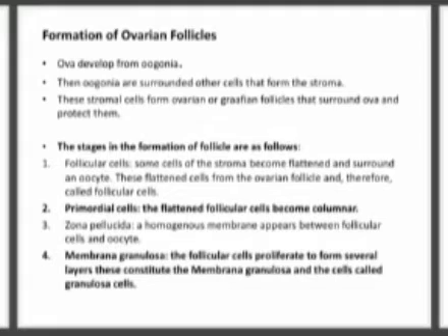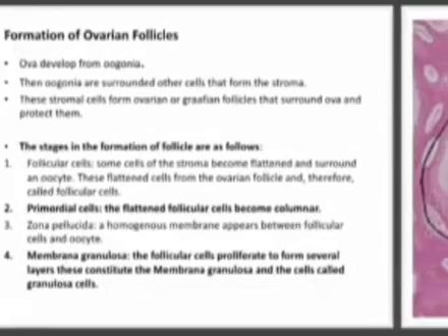Primordial follicle: flattened follicular cells become columnar. Zona pellucida: a homogeneous membrane appears between follicular cells and the oocyte. Membrana granulosa: the follicular cells proliferate to form several layers. These constitute the membrana granulosa and the cells are called granulosa cells.